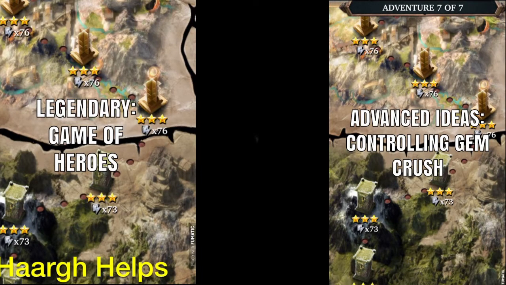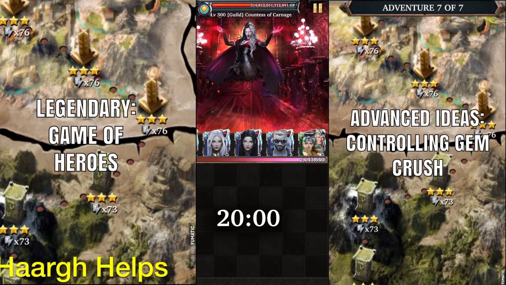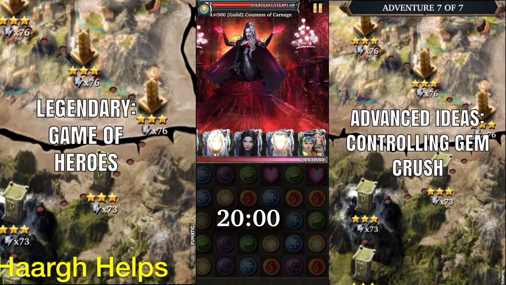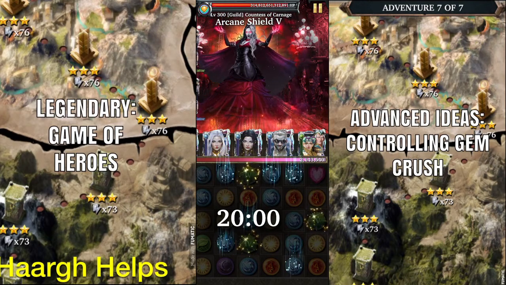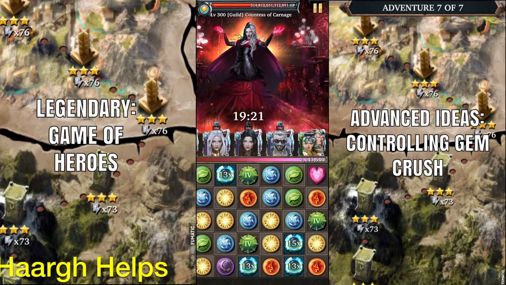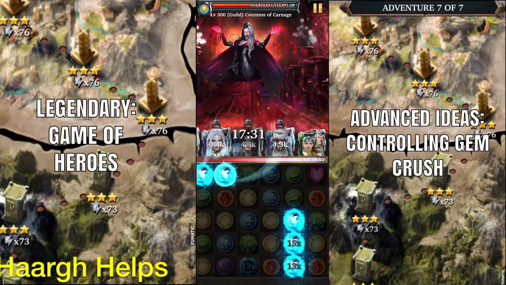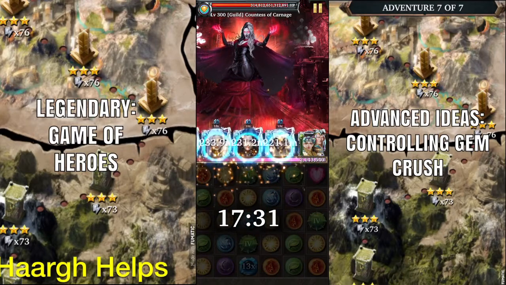Today we're talking about some advanced ideas around controlling your gem crush. Right? We've talked in the past about how gem crush can get out of control. Like if you get too much of the board covered and you gem crush, you limit the amount of power that you can generate because you have too many gems on top of each other in a straight line across the middle as opposed to spread all over the board.